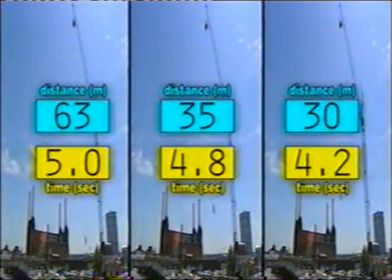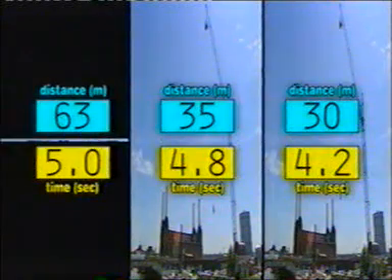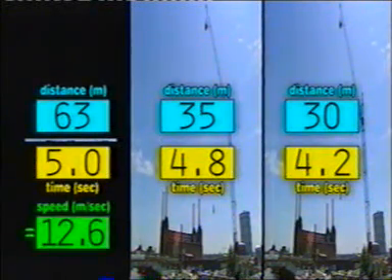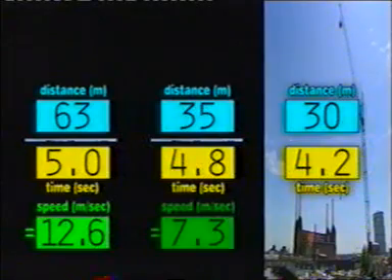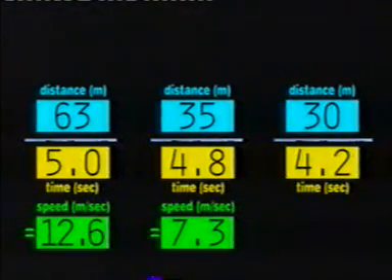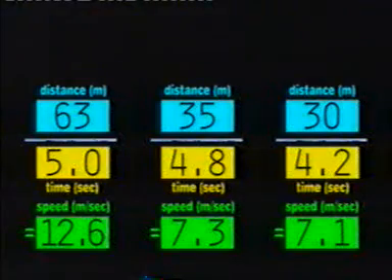Again, using speed equals distance over time, his average speed on the first descent is 12.6 metres per second. His average speed on the second descent is 7.3 metres per second. And finally, his average speed on the third descent is 7.1 metres per second.